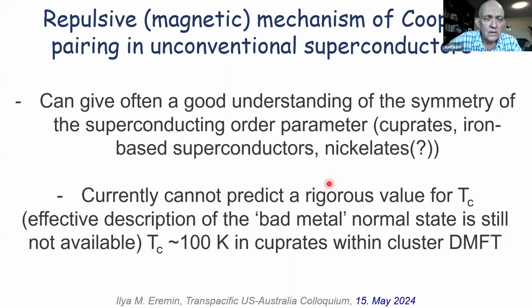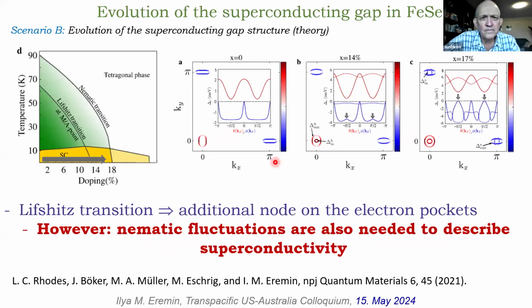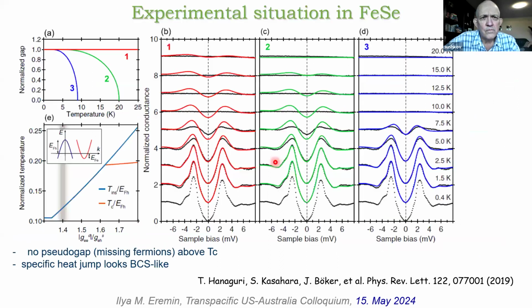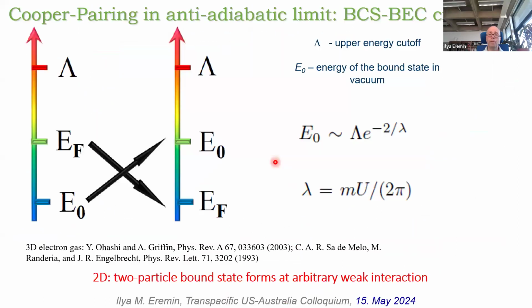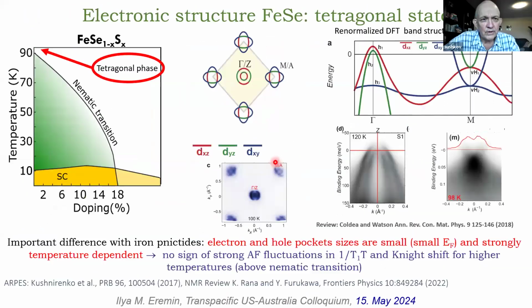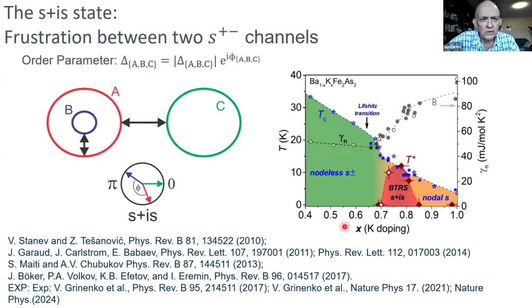Yes. Welcome. Ilya, could you please show your slide just before iron selenium? This one? This one. This is a picture when you have a B and A, two Fermi surfaces, nothing else. Yes. And are you saying that in this case, one can have superconductivity?